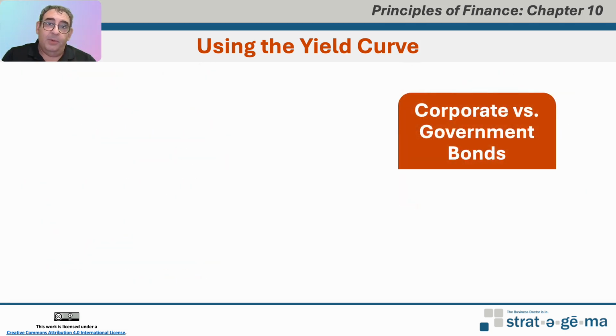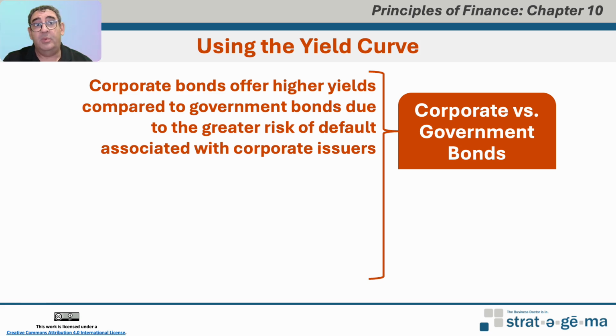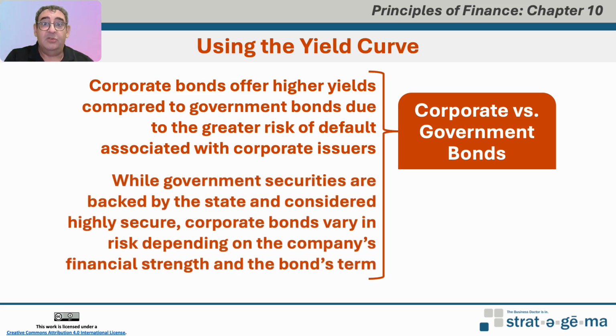If we look at corporate versus government bonds, corporate bonds will offer higher yields compared to government bonds, and that's because of the greater risk associated with corporate issuers. They're not backed by an unlimited supply of money that can come from taxing people and printing money. Corporations are actually limited in the amount of cash they have access to. So while government securities are backed by the state or the province or the federal government, they're considered highly secure. Corporate bonds will then vary in risk based on the company's financial strength and the bond's term.